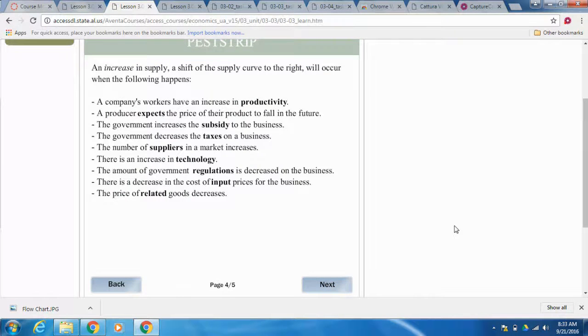Now, an increase in supply or a shift to the right will occur when one of these happens. A company's workers have an increase in productivity. A producer expects the price of their product to fall in the future. The government increases the subsidy to the business. The government decreases the taxes on a business. The number of suppliers in a market increases. There's an increase in technology. The amount of government regulations is decreased on the business. There is a decrease in the cost of input prices for the business, and the price of related goods decreases.